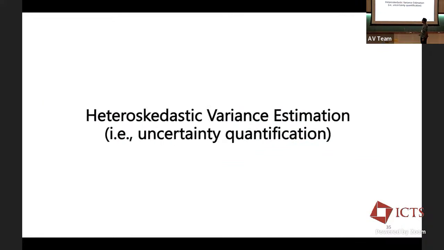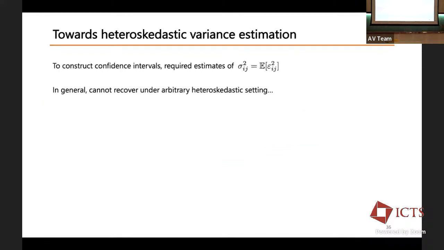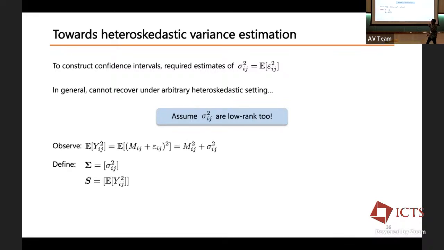Okay, I'll just end with this, which is that one thing you have to do is think about how you actually produce those confidence intervals. To produce those confidence intervals, you need a way to estimate the variance of epsilon ij, that is, sigma squared ij, the expectation of epsilon squared ij. In general, if it's arbitrarily heteroscedastic, then you can't do that. But one way you could do it is to assume that the variances of the noise are also low rank. If that's the case, then note that the expectation of y squared ij equals m squared ij plus sigma squared ij.